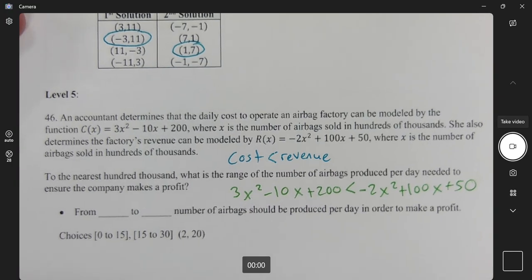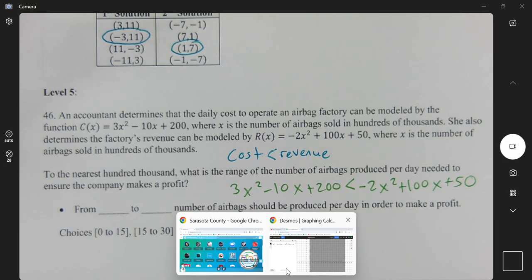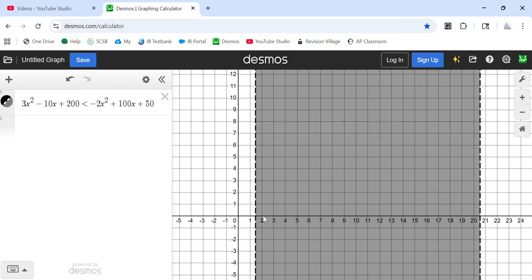So from 2 to 20, and actually this answer choice is technically wrong because 2, if you look back at the picture, 2 is in the shaded zone, so it's a hard bracket. And 20 is in the shaded zone, so it is a hard bracket.